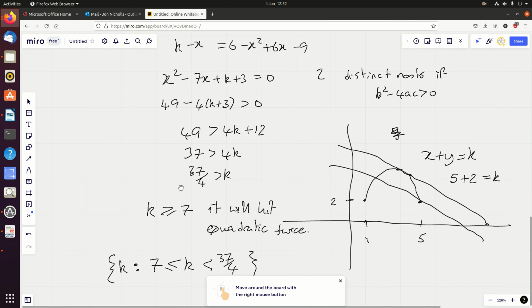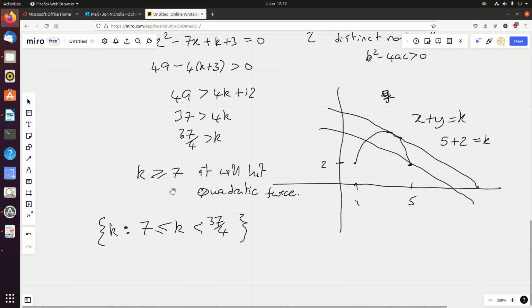Hope that makes a bit more sense. I wouldn't beat yourself up too much about missing that k is greater than or equal to 7. That is tough indeed.